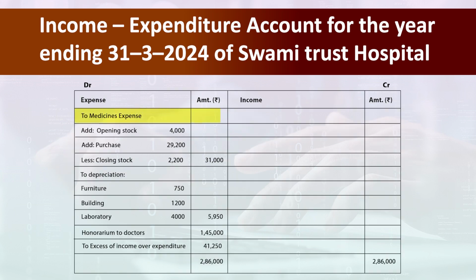Then we have medicine expenses, of which opening stock is rupees 4,000. In it we add the purchases of 29,200 and we deduct closing stock of 2,200. The amount recorded is 31,000.